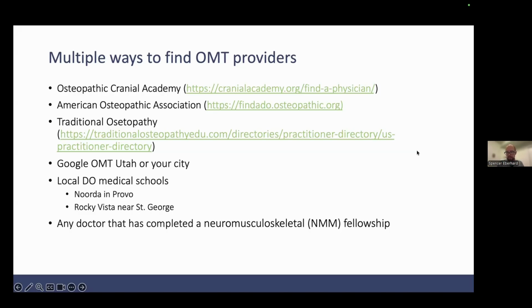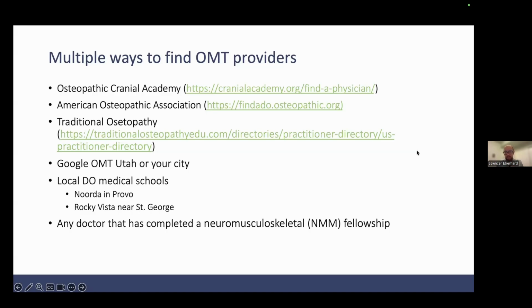And then if you find a doctor who has done a fellowship in something called neuromusculoskeletal medicine, that means they're extra specialized in OMT because they did a year of training just for that type of medicine, to be a better doctor in OMT. So if you find someone that has that fellowship, you're in good hands.